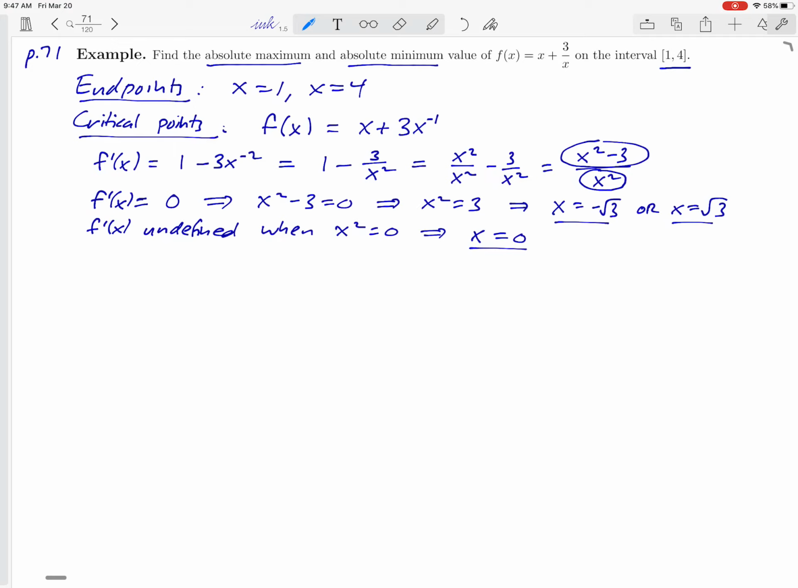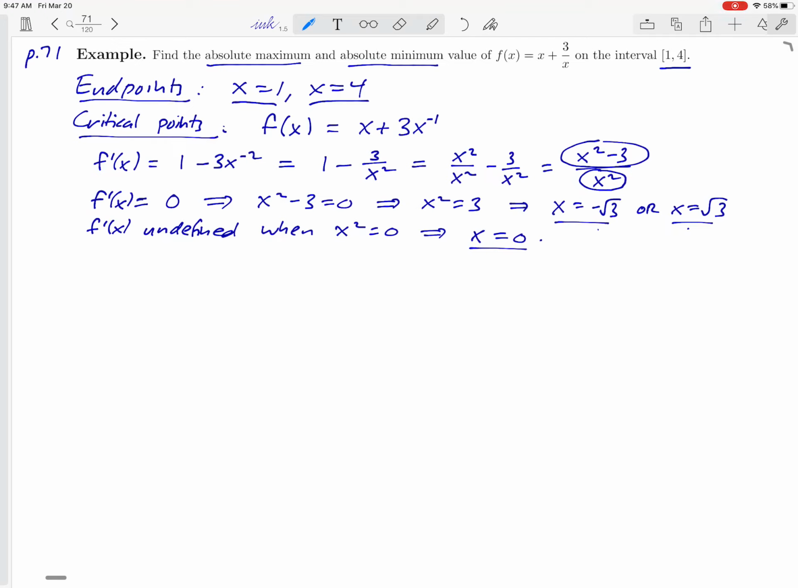Okay, so if we summarize where we're at in the problem so far, we've got 3 critical points: 0, negative square root of 3, and positive square root of 3. And we've got 2 endpoints. If you look back at the top of the page, x equals 1 and x equals 4.